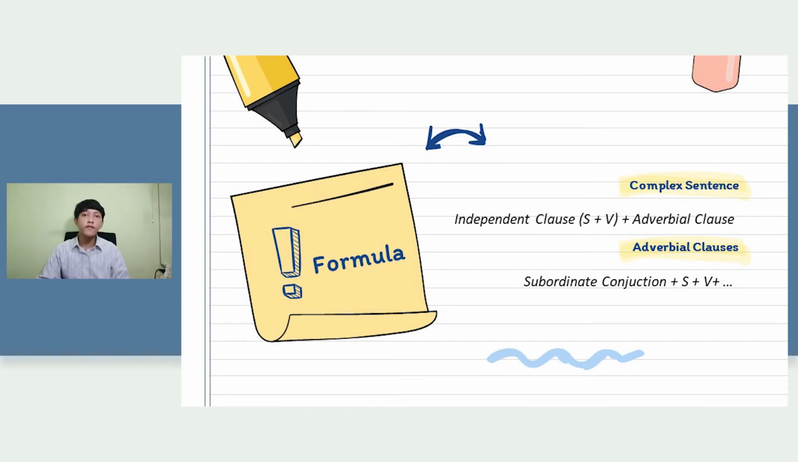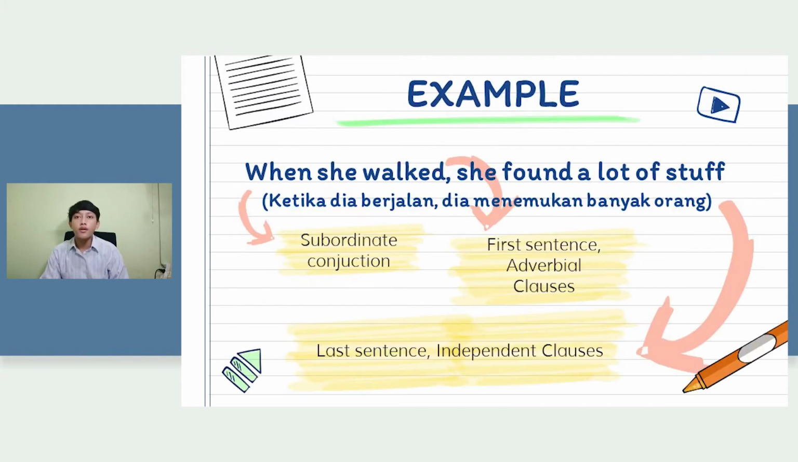Okay, on to an example sentence about adverbial clauses. Written here: when she walked, she found a lot of stuff. When here is the subordinate conjunction, and the first part is the adverbial clause, and the last part is the independent clause. Okay, next we are going to be talking about types of adverb.